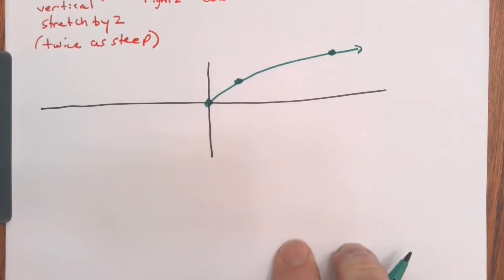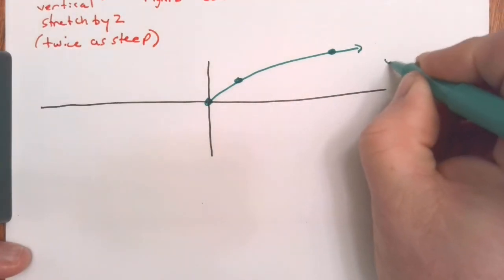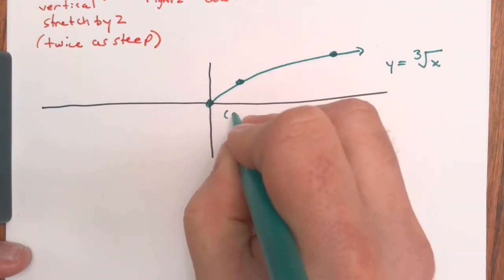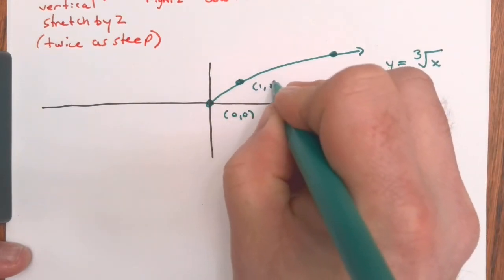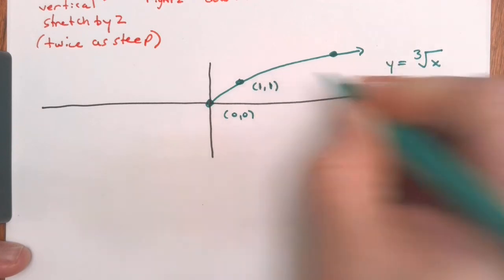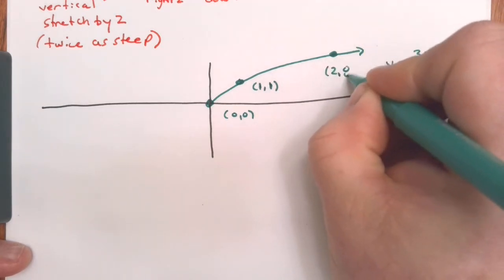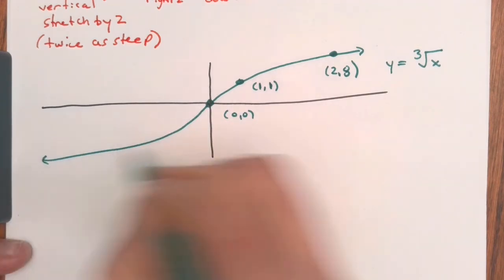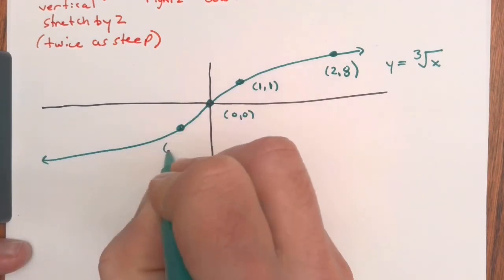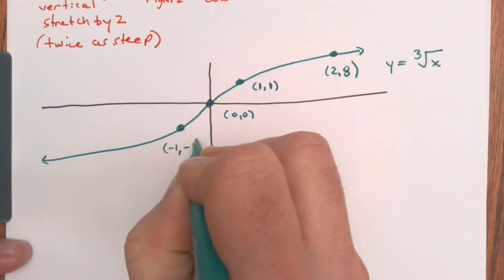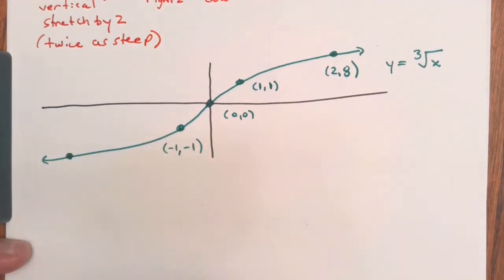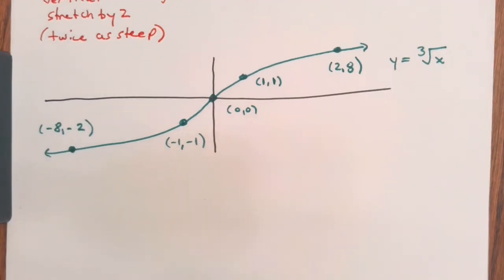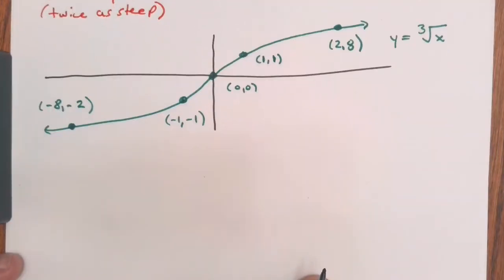So the points that our parent function graph went through, if we were graphing y equals the cube root of x, they would go through the point 0, 0, the point 1, 1, and then the point 8, 2. And then coming back the other direction, it would go through the point -1, -1, and out here at -8, -2, we would have another point. So that's what the parent function graph looks like.